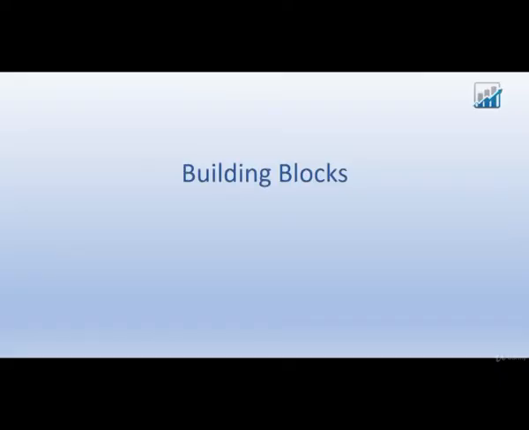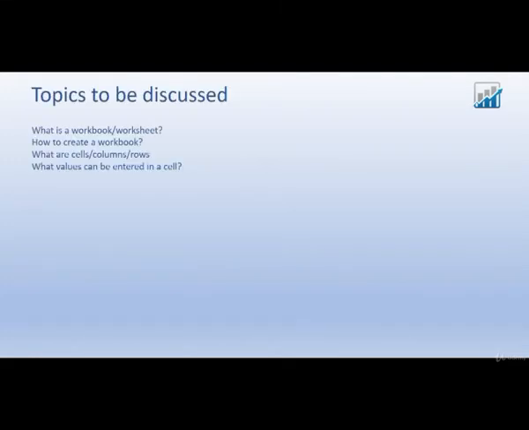Welcome back. As the name suggests, we would be discussing some of the basics of an Excel file in this particular session. Following are the topics which we would be discussing: what is a workbook or a worksheet, how to create a workbook, what are cells, columns, rows, and what values can be entered in a cell. Now, the answer to the first question is very simple. An Excel file is called a workbook. Now, let's get started with creating one.